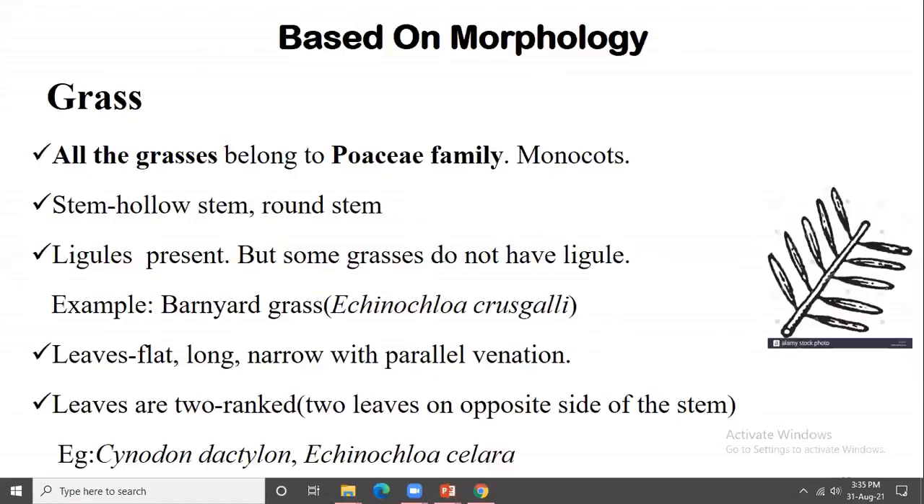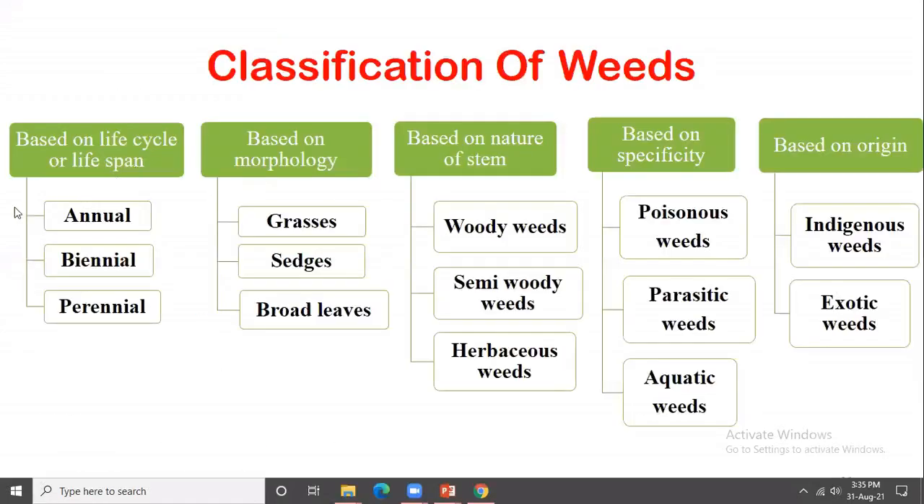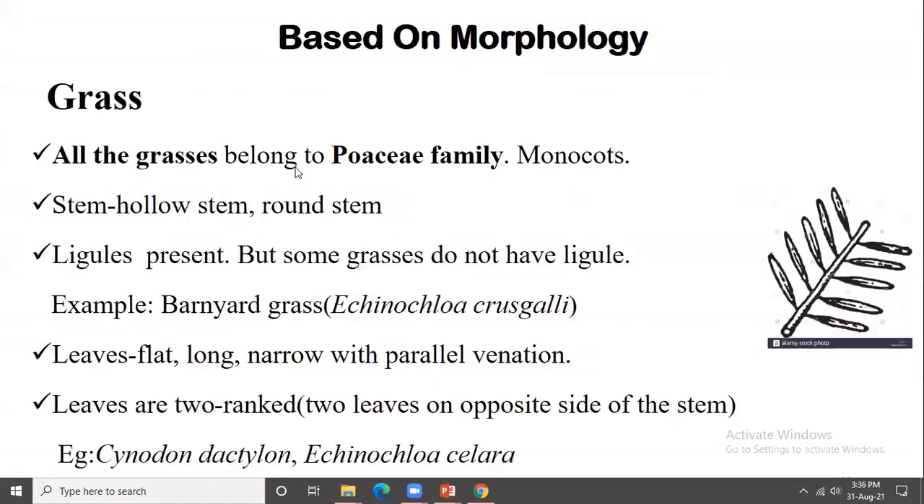Okay, based on the morphology. Annual, biennial, perennial. You can search and understand annual. Annual means 1 year, biennial 2 years, perennial like that. You can write it. And then morphological classes. All the grasses belong to family Poaceae. One sentence like this can come in a quiz exam: all the grasses belong to family Poaceae, true or false. You can write true or false.